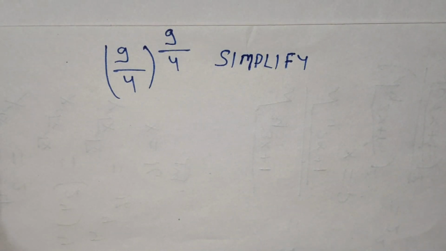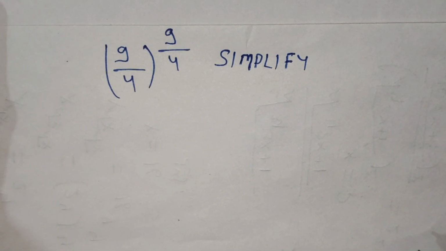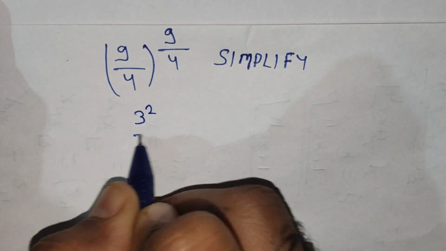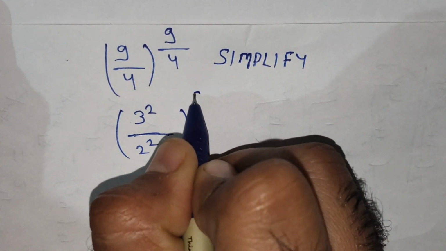Hello everyone. (9/4)^(9/4) to the power 9/4... Now the solution for this question. Simplify this equation. 9 to the power 4 means 3 squared, 4 means 2 squared. The whole power 9/4.